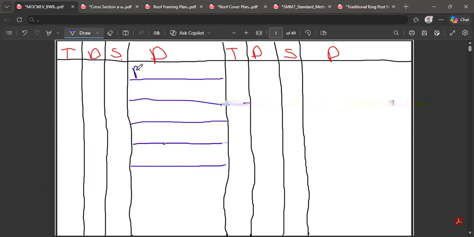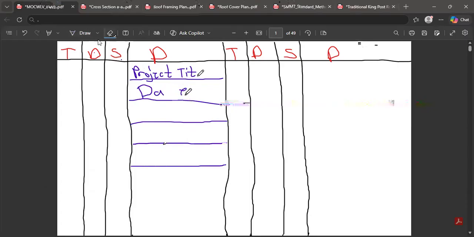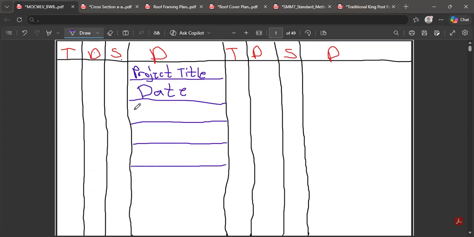So over here, we're going to write the project title. This is the project title. Then in the next column, we're going to put the date. We're going to write over here the date. As simple as that, you have to pull down the date. Then in this next section, you can put your drawing number. You can write over here your drawing number.